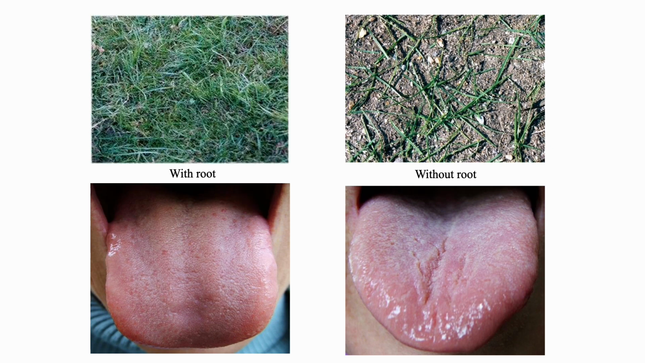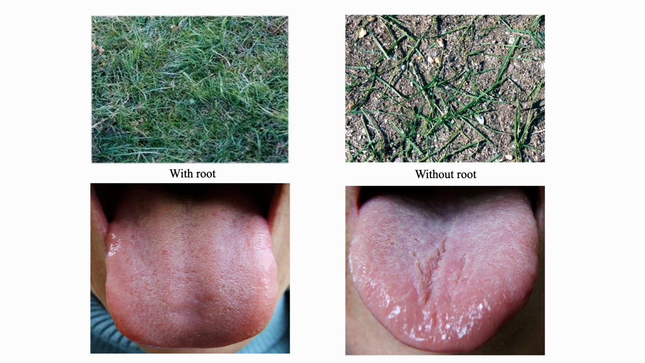We can compare the tongue coating to grass. It should grow out of the tongue body just as grass grows out of the soil, and it should have roots just as grass stems have roots in the earth. A coating with root reflects the normal functioning of stomach qi, even if the coating may be pathological, for example, too thick and dark yellow.